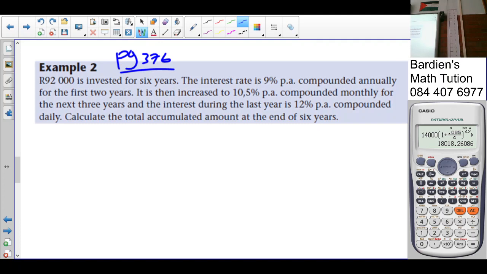Okay, so we have 10 minutes left. We are told that 92,000 Rand is invested for 6 years. Right, draw your timeline. Draw your timeline quickly.